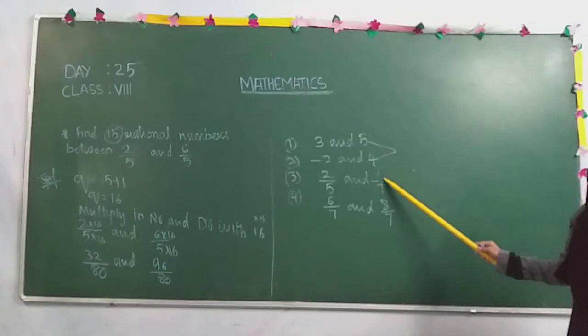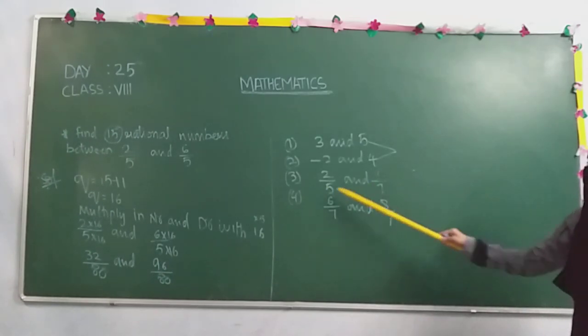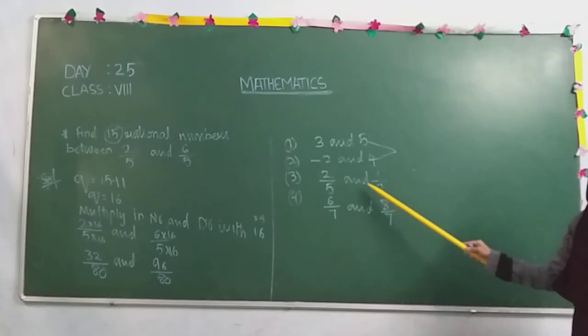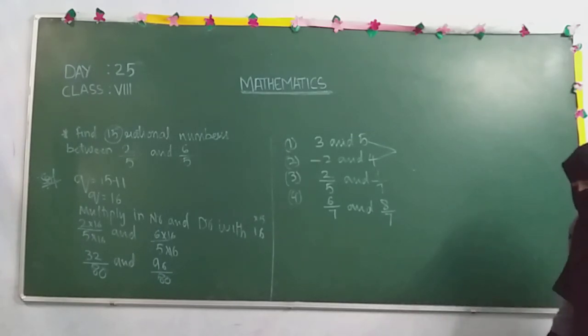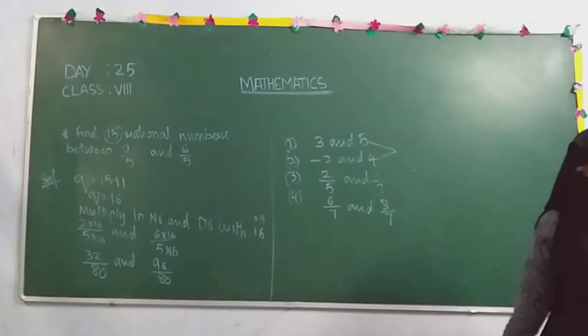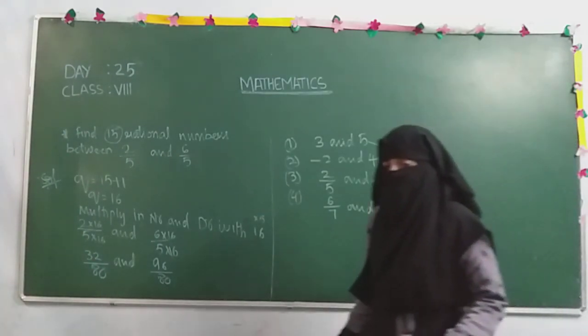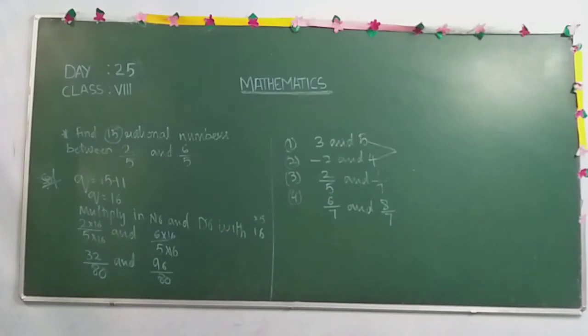Then for this one, only one more extra step is there. First we have to make the denominators the same by taking out the LCM. After making the denominators equal, we follow the same procedure. It is very easy. Hopefully you have understood. Still, if you have any doubts, you can write under the comment section. Inshallah, I will clarify your doubt.